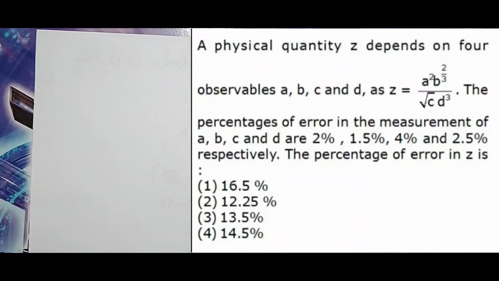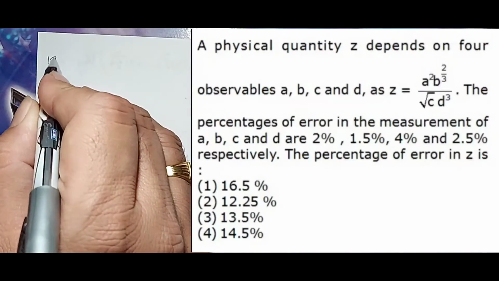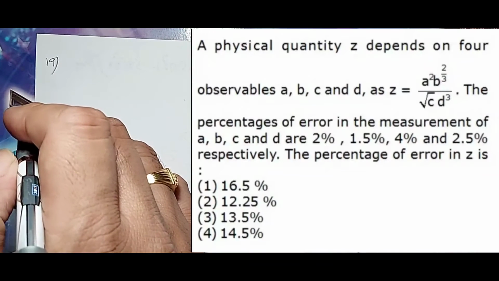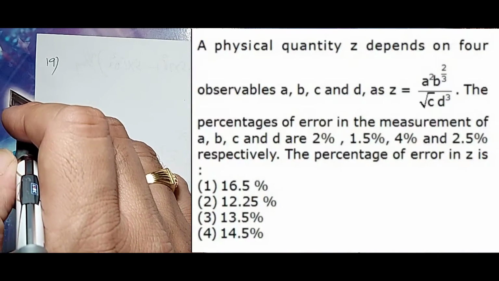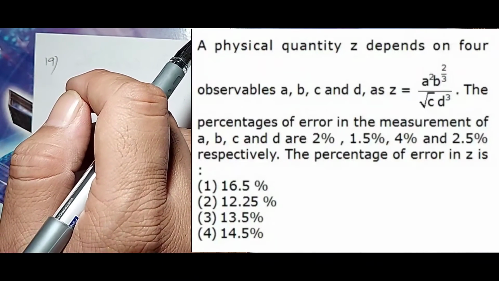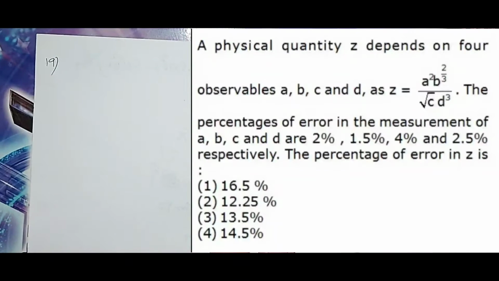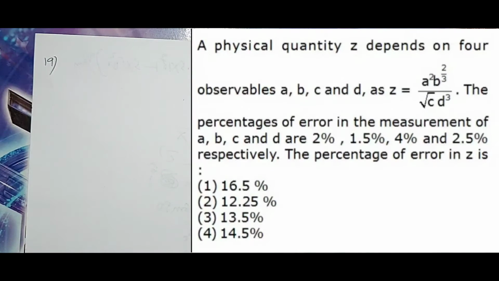Okay, let us see the next problem. A physical quantity Z depends upon 4 observations A, B, C, D, as Z is equal to A square B to the power of 2 by 3 divided by root C D cube. The percentage errors in the measurement of A, B, C, D are 2%, 1.5%, 4% and 2.5% respectively. The percentage error in Z is.